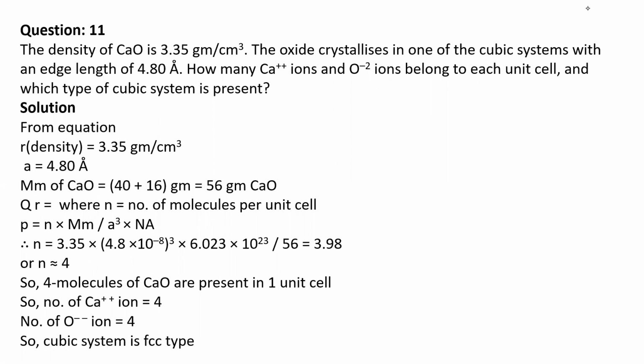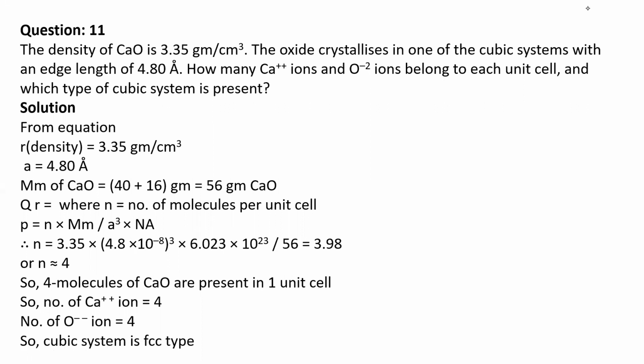Here the density of calcium oxide is given, 3.35 grams per centimeter cube. So rho is given, and the oxide crystallizes in one of the cubic systems. That it can be simple cubic, it can be FCC, it can be BCC. That also we have to identify. And edge length is also given, 4.80 angstroms. How many calcium ions and oxide ions belong to each unit cell, and which type of cubic system is present.